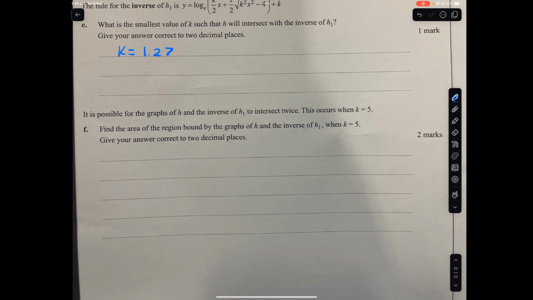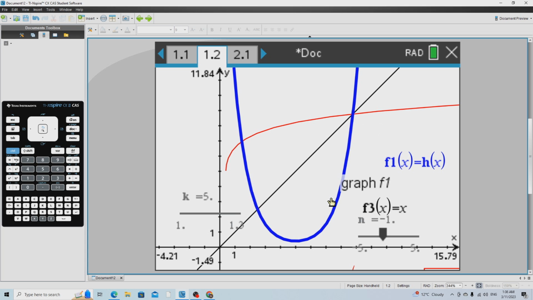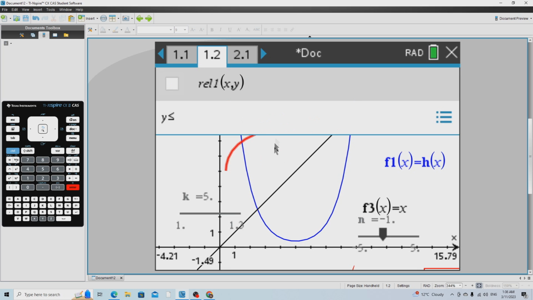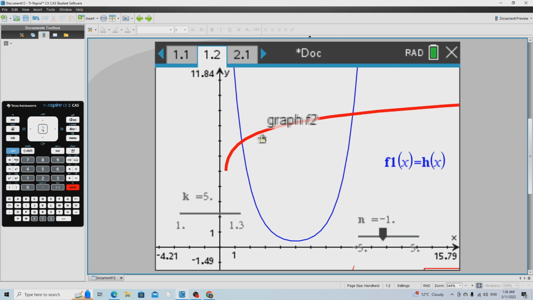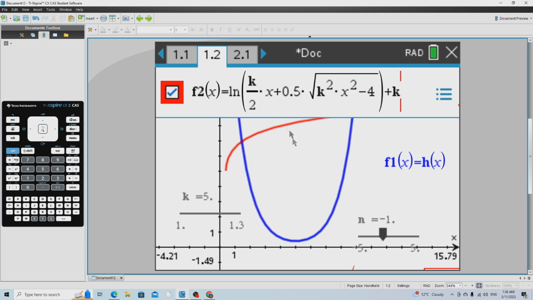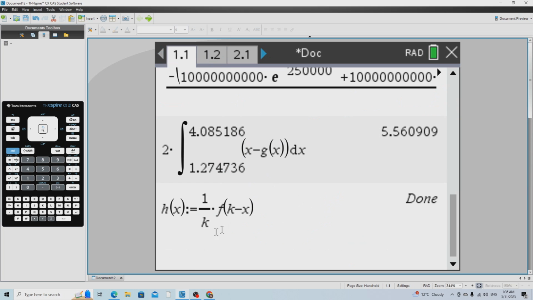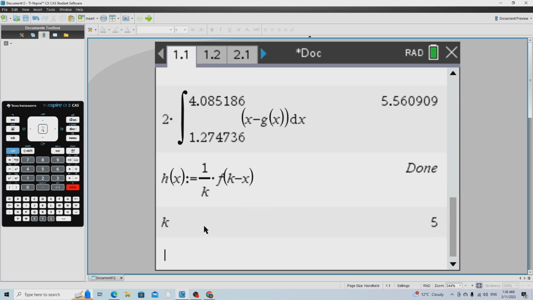Find the area of the region bounded by the graph of h, so this, and the inverse, so this, when k is equal to 5. Easy. I'm just going to get rid of this. I don't need this. Okay, very easy, because now we have a value of k. Doesn't that make my life easier? So I just need to find the point of this intersection here, and this is the top function, which in this case is this minus h of x. So if I write k here, yes, k is 5 now.